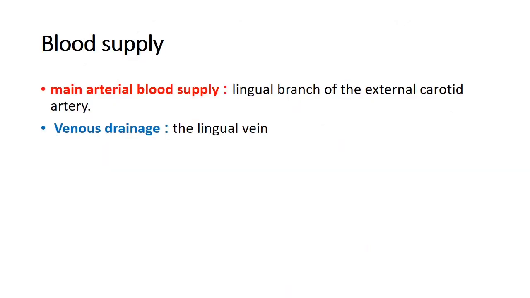Now, what is the blood supply? The arterial blood supply is the lingual branch of the external carotid artery, and the venous drainage is the lingual vein. So these both are the blood supply.